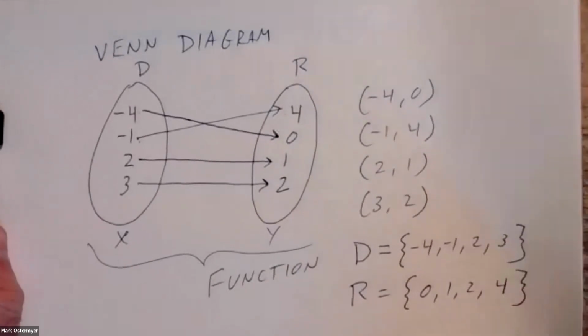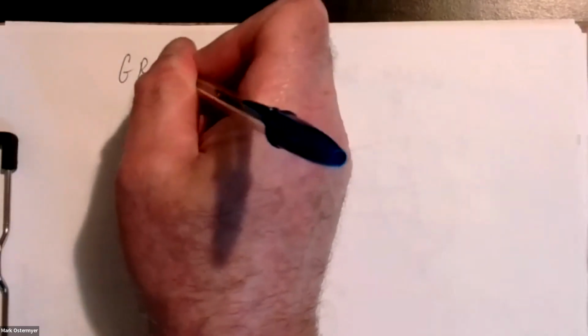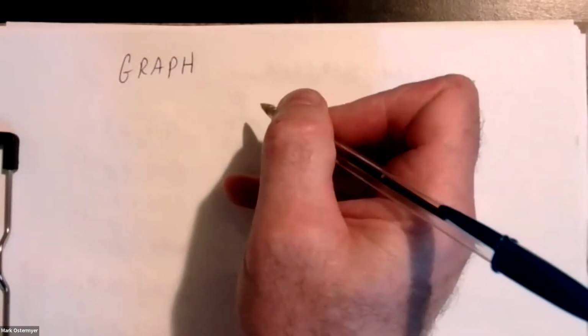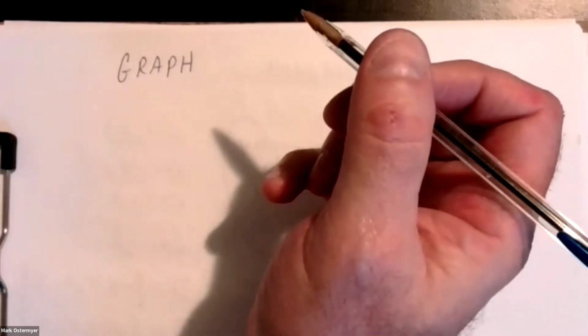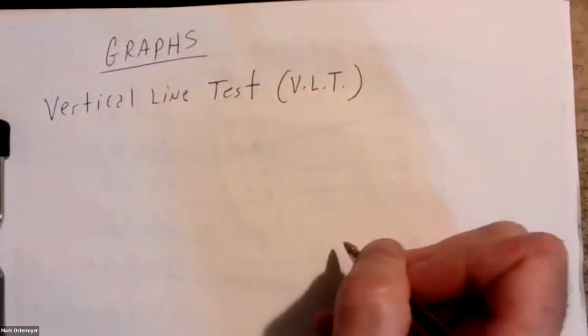But there's other ways you can represent relations or functions, not just with a set of finite ordered pairs or by a Venn diagram. Sometimes, ladies and gentlemen, we can represent functions or relations by their graphs. Graphs are another way. Now, this is how we can determine by looking at a graph whether the relation qualifies as being a function or not. It's called the vertical line test. VLT, short for vertical line test.